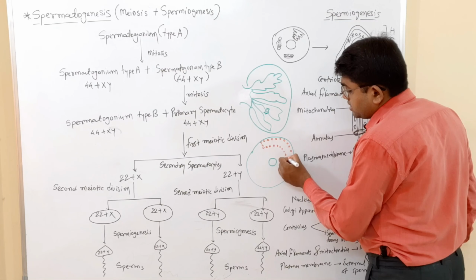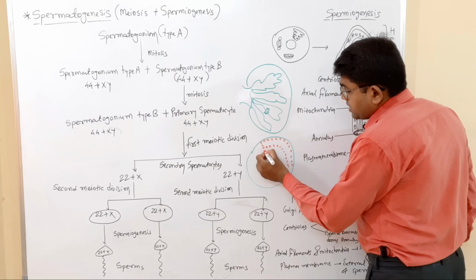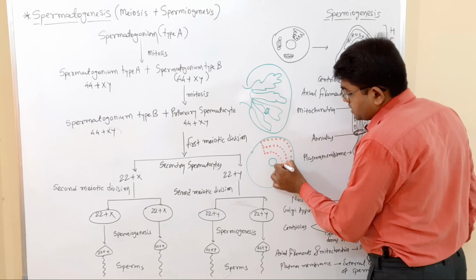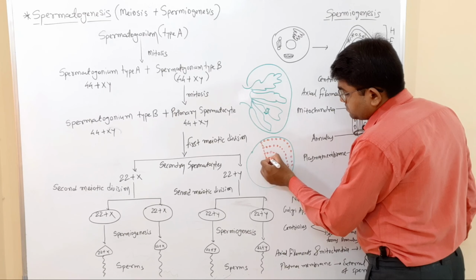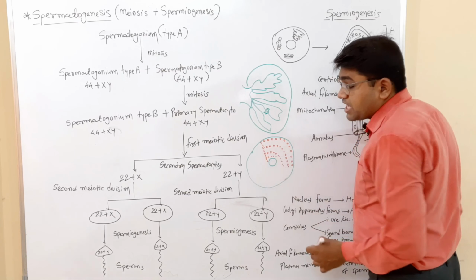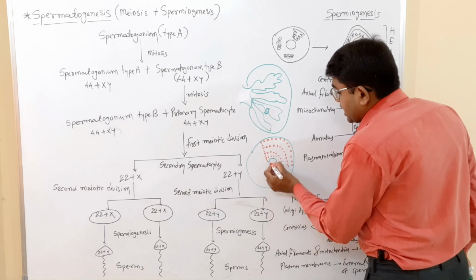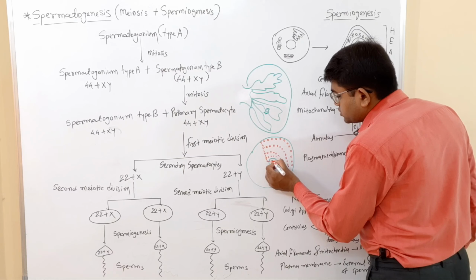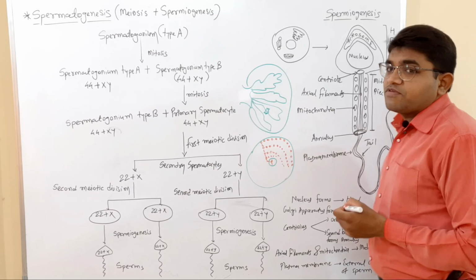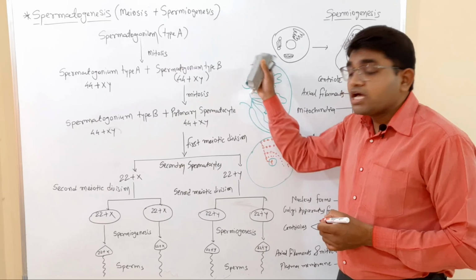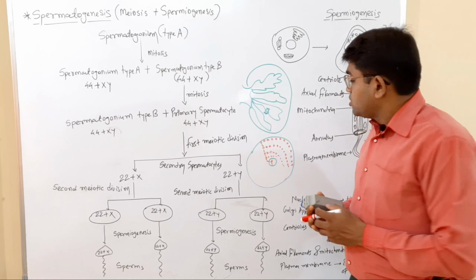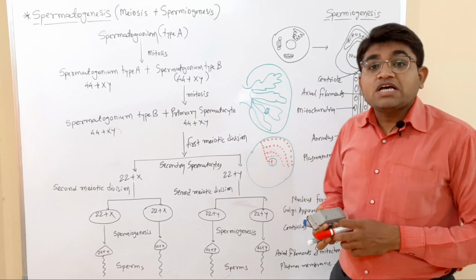Then the primary spermatocytes are present, then the secondary spermatocytes, then the spermatids, and when the spermatid becomes the sperm, these sperms reach the lumen and travel through the seminiferous tubules and reach the epididymis, where they mature and are stored. So this is the life cycle of the sperm.